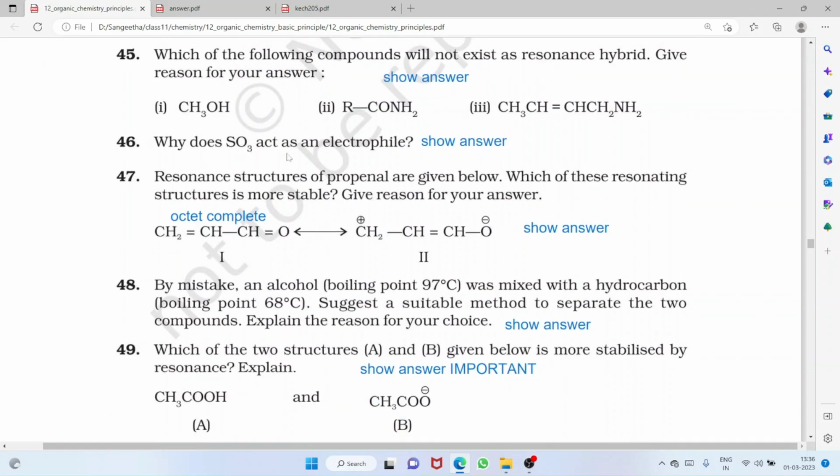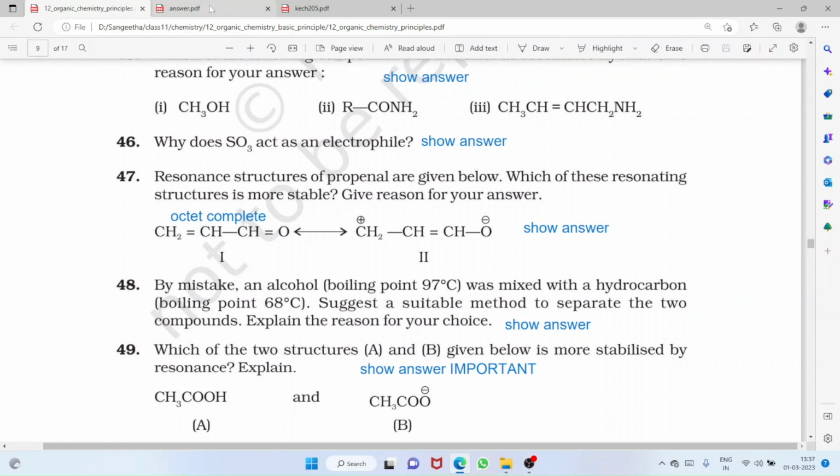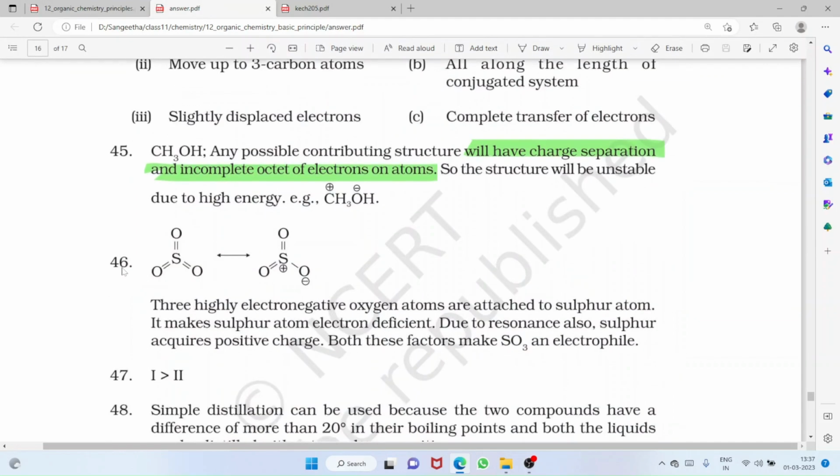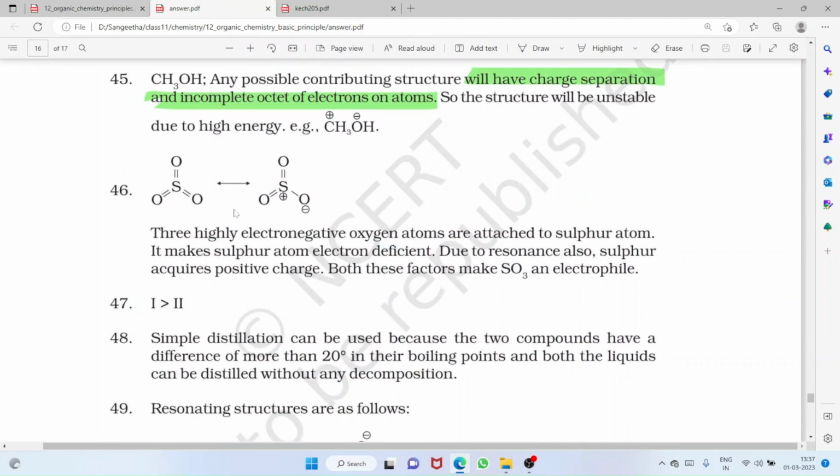Why does SO3 act as an electrophile? Electrophile means electron loving. Here sulfur will have a partial positive charge, so it needs electrons. This gets a positive charge because of the electronegativity of oxygen, which pulls electrons from the sulfur. 46. See here, because this oxygen pulls electrons, this will get a positive charge. So it needs electrons. That is why it is an electrophile.